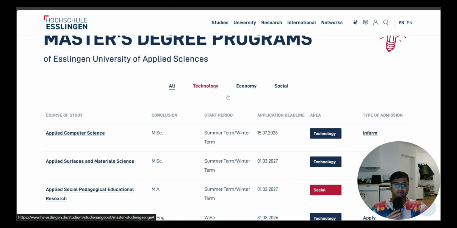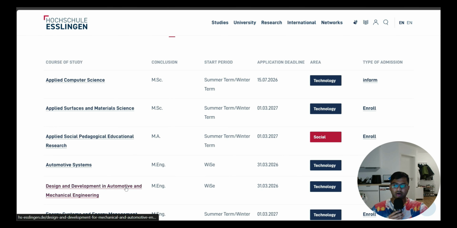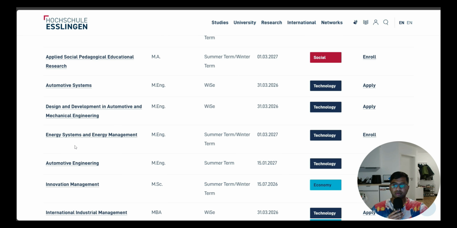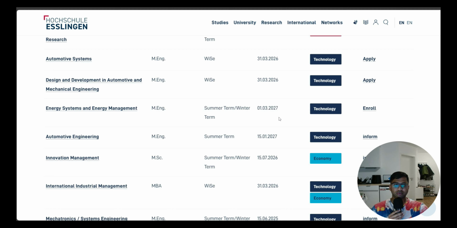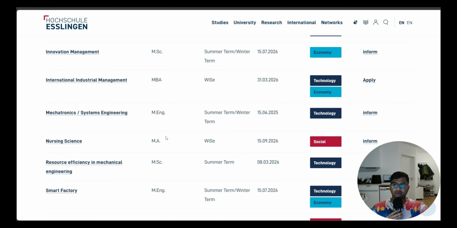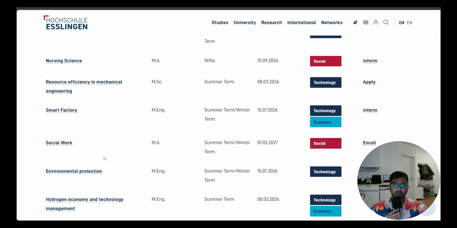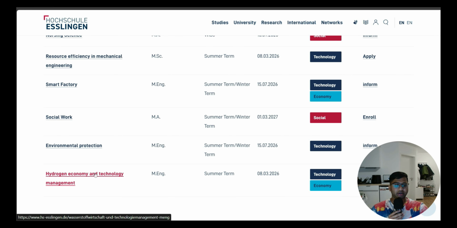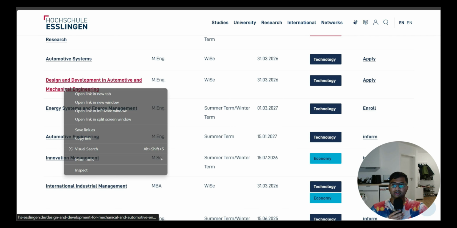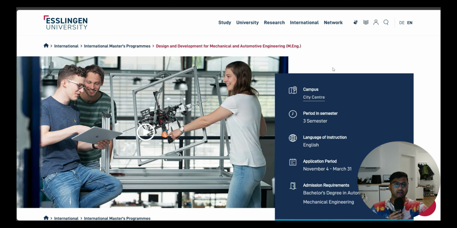In master degree programs, you can check filters for technology, economy, social, but as it is starting from D, it is already on the first page: design and development, automotive and mechanical engineering. For electrical engineering, there is also energy systems and energy management, for example, and for automotive there is a complete automotive course which will be in the summer semester. There are so many courses like mechatronics, system engineering, nursing science, resource efficient mechanical engineering, smart factory, for people who want to work on electronics and electrical. Then there are options for those who want to study clean energy, hydrogen, or sustainable energy. There is also technology management, everything. But today we are interested in design and development engineering, so we will go into that particular course website.